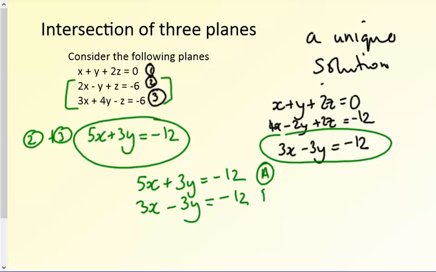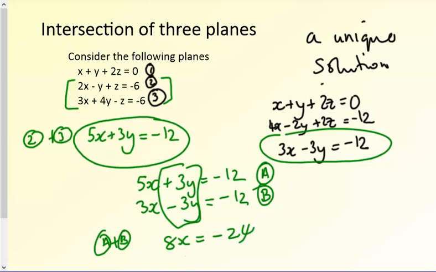So if you like labelling these up, that's a good idea there. I'll call that one A, that one B, and then it looks easy, doesn't it? Let's eliminate 3y from that by adding the 2 equations together. So if I do A plus B, that'll give me 8x is equal to minus 24, which means that x is equal to minus 3. In other words, for the intersection of the 3 planes, the x coordinate of that is at minus 3.